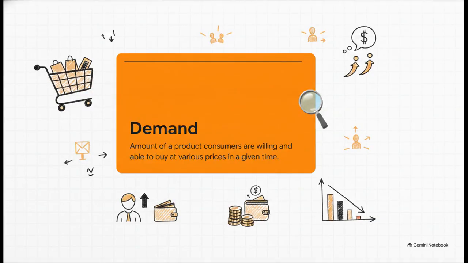That instinct is exactly what economists call demand. Demand is basically the amount of a product or service that consumers are willing and able to buy at various prices in a given time frame. Notice those 2 crucial words there, willing and able. It means you actually want to buy it and you have the cash to do it. Essentially, this concept represents us, the everyday buyers.